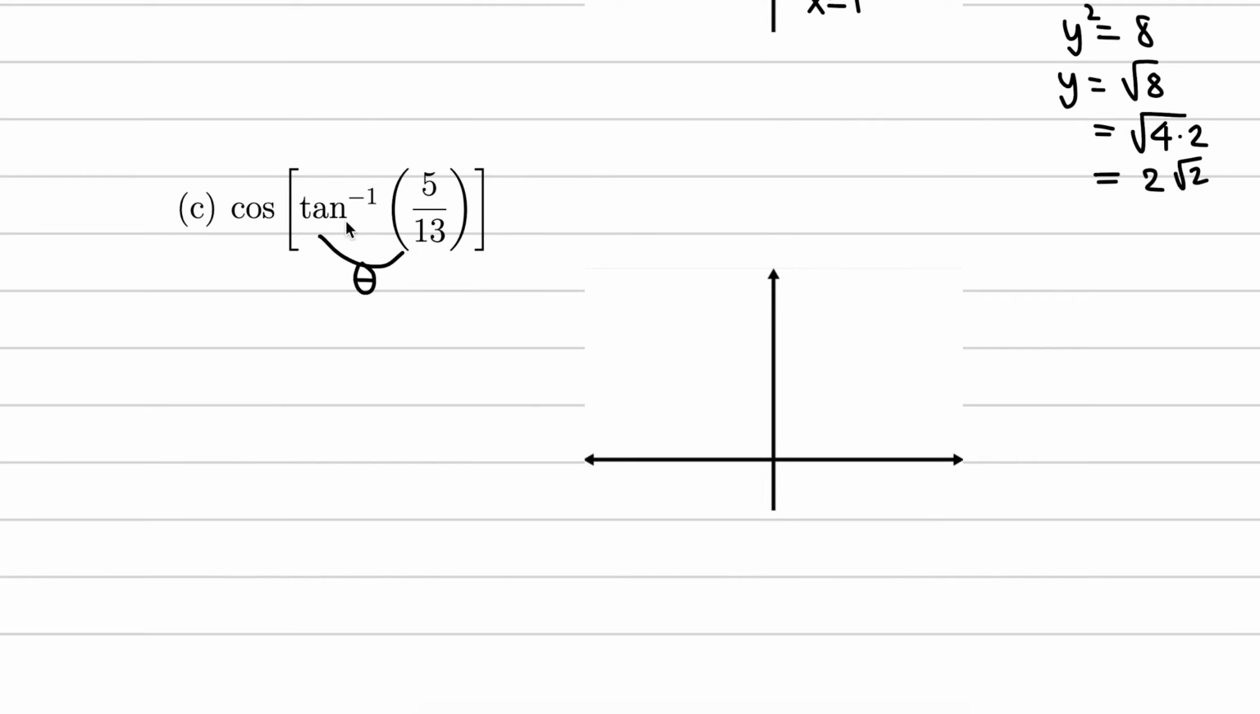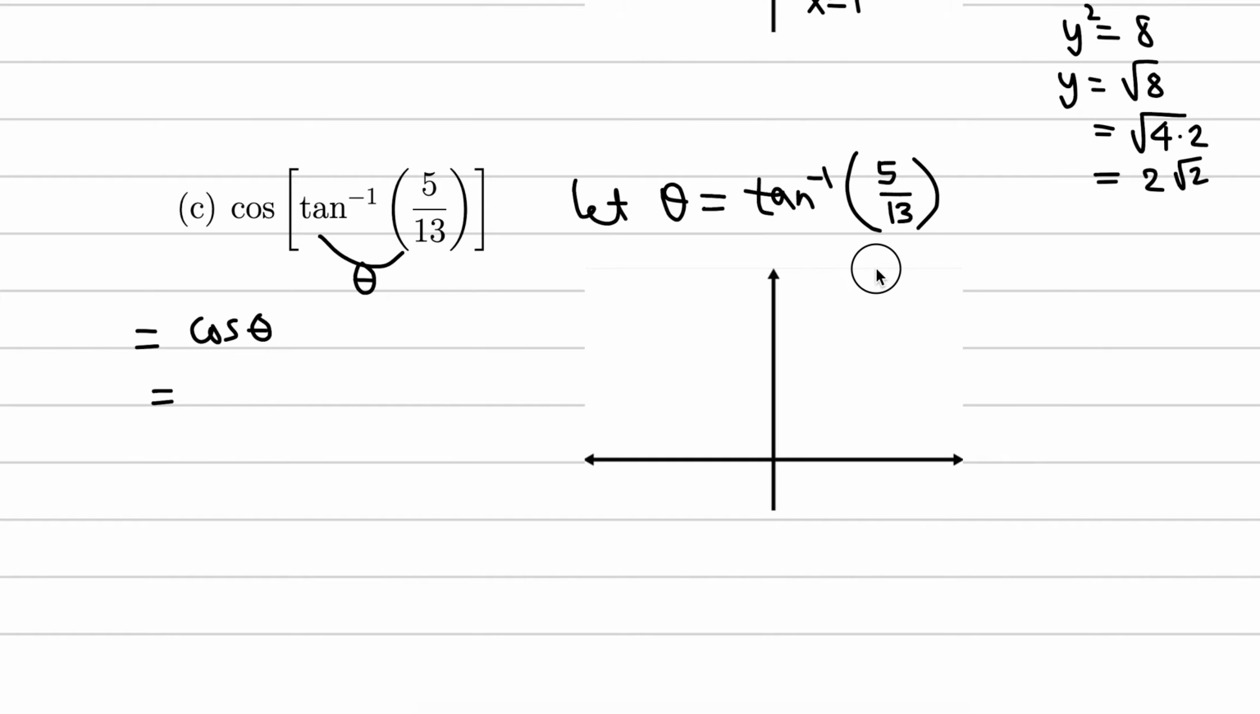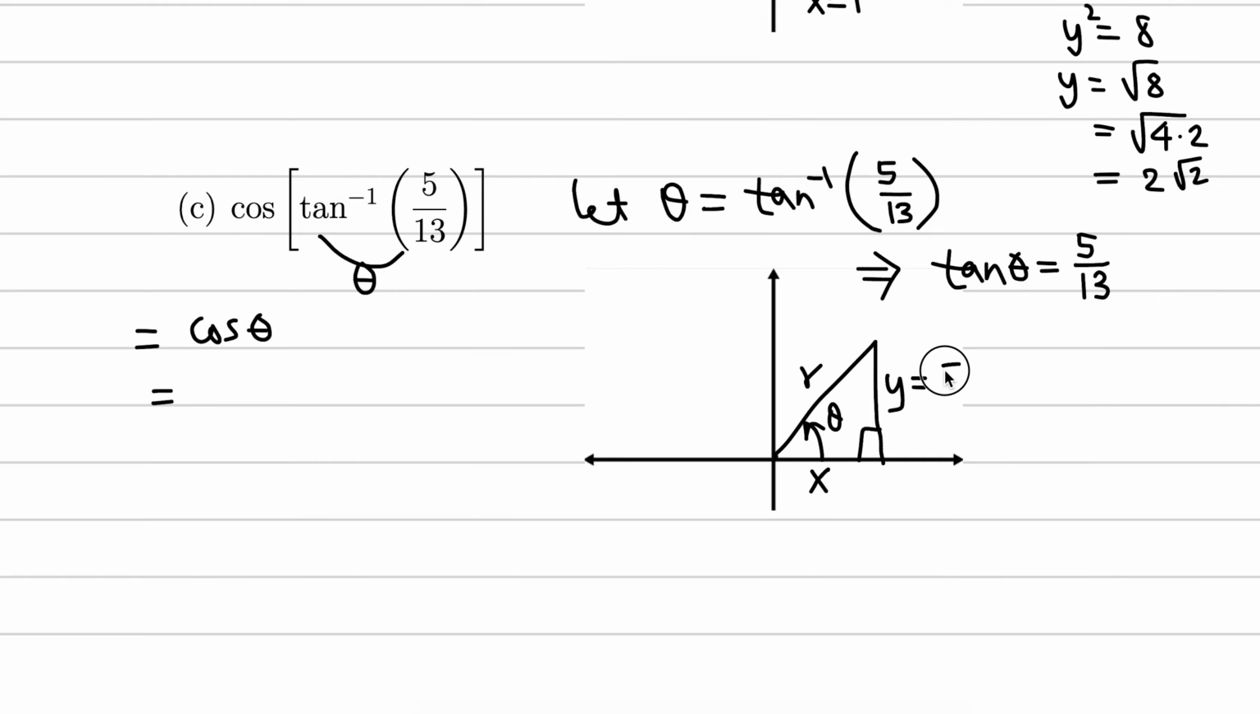Here is theta, and this question is pretty much cosine theta. So we let theta be tangent inverse of 5 over 13. That means tangent of theta equals 5 over 13, and everything positive means first quadrant, so we draw an angle theta, right triangle here. Tangent, this is x, y, and r. Tangent is y over x, so y is 5, x is 13. So r is missing. We can find r.